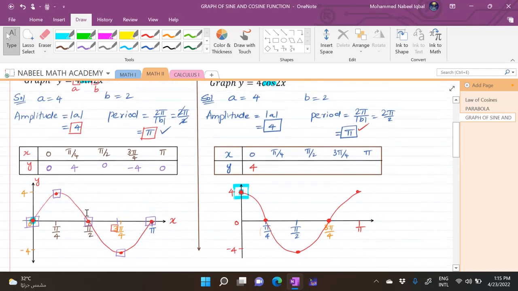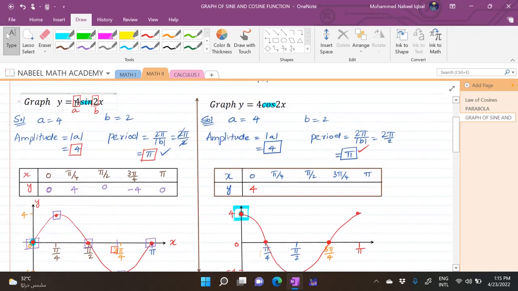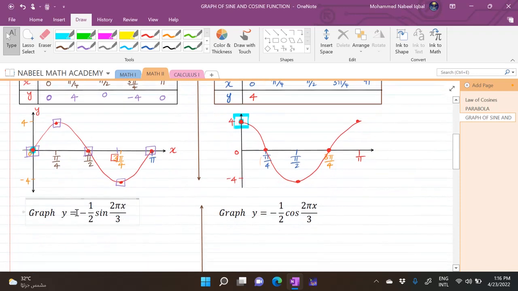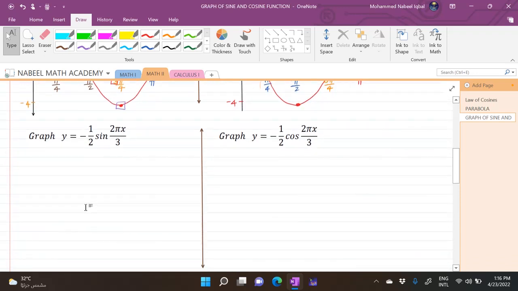So what is the difference between this one and this one? In the last problem we had plus. So here we will have minus. Let us solve the same problem. First you have to calculate A and B. Here A is equal to minus half. B is equal to 2 pi over 3, without x.